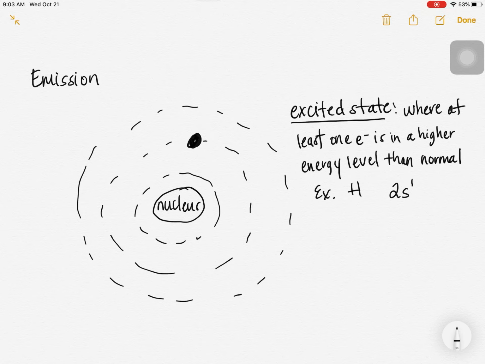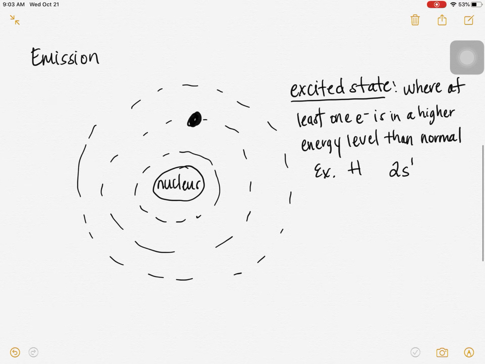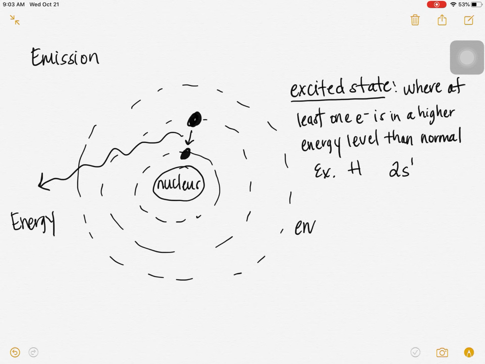So that electron, though, does not want to stay in that excited state. It's kind of a stressful situation, okay? It's a higher than normal energy. So what that electron does is it wants to fall back down to the ground state. And in order to do that, it releases energy. And this process is called emission.